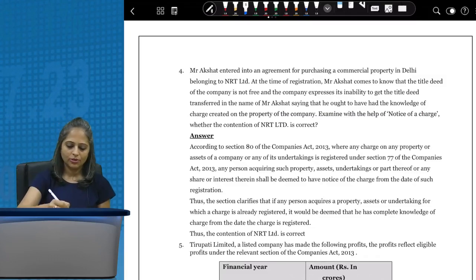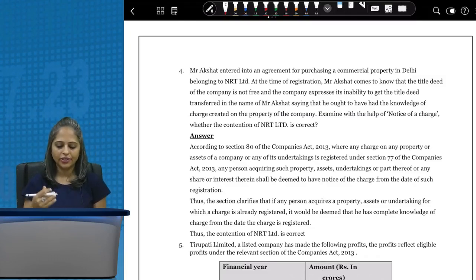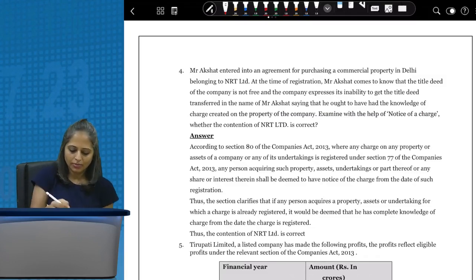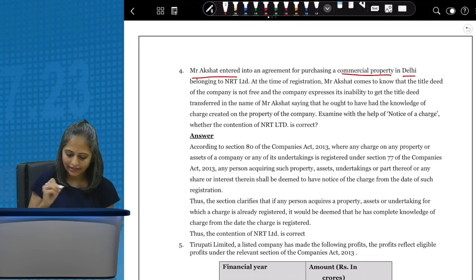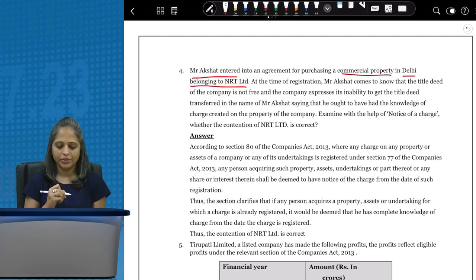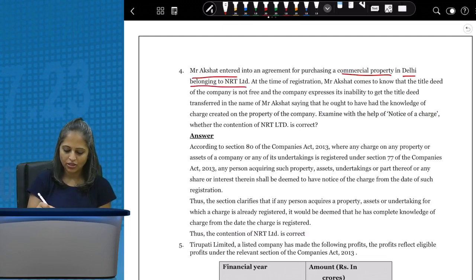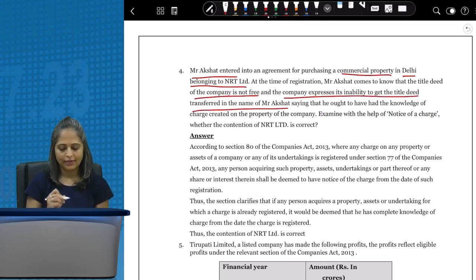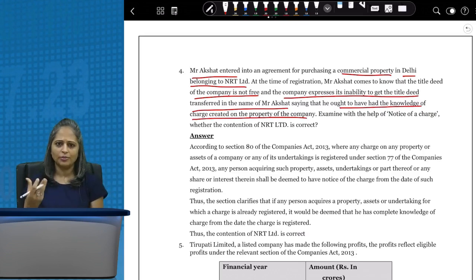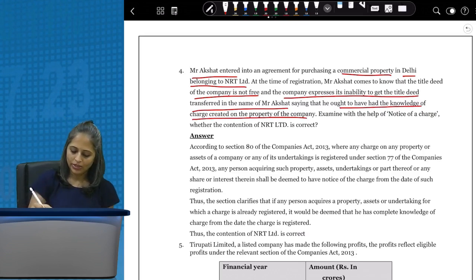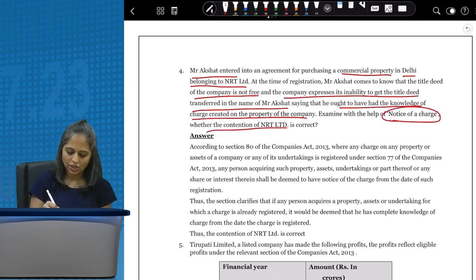Now coming to the fourth question, Mr. Akshat entered into an agreement for purchasing a commercial property in Delhi belonging to NRT Limited. At the time of registration, Mr. Akshat comes to know that the title deed of the company is not free and the company expresses its inability to get the title deed transferred in the name of Mr. Akshat, saying that he ought to have the knowledge of charges created on the property of the company. Examine with the help of notice of charge whether the contention of NRT Limited is correct.